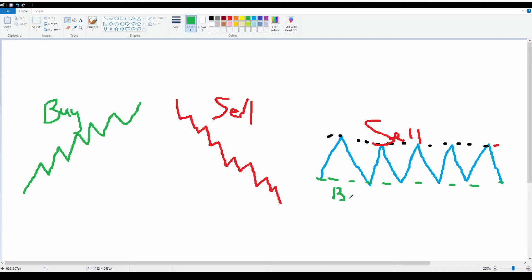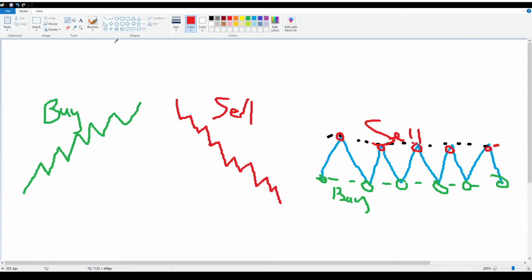Okay, so what that means is whenever the market comes to the bottom of the range, this is where you'd want to buy. And then whenever the market comes to the top of the range, this is where you'd want to sell in these instances. Okay, so now if we go a step further, a sideways trend is a little bit more complex than an uptrend and a downtrend.